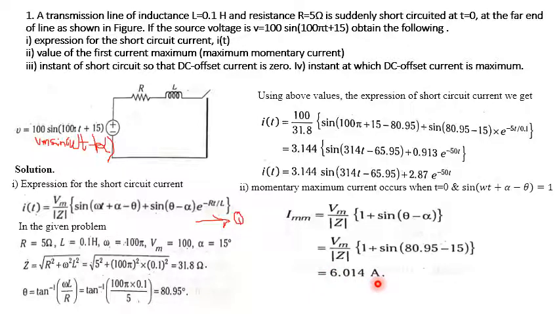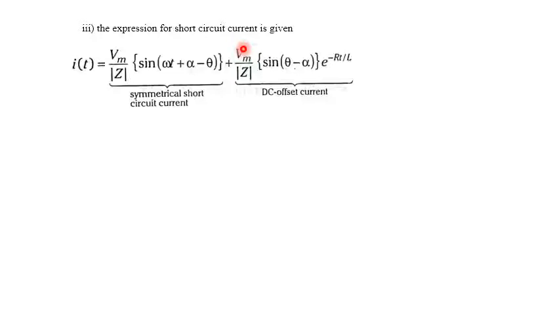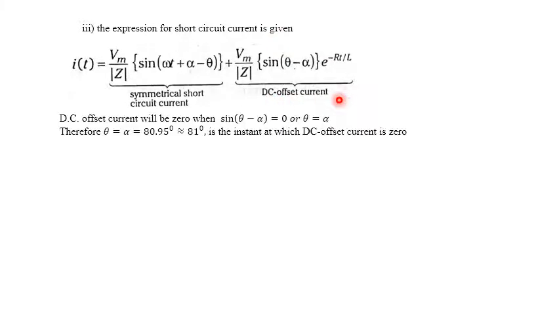It means that at the initial value, this much current is flowing. Then we have to calculate the next expression, which is for the short circuit current, given by the same equation. First part is done. The second part we are looking into is the DC offset current. The DC offset current is said to be 0 when sin(theta minus alpha) is 0.